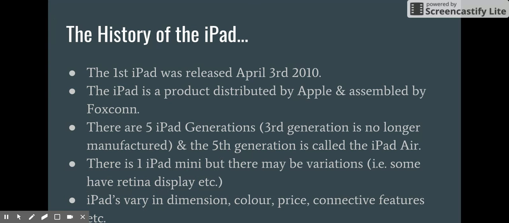Let's take a brief look at the history of the iPad. It was first released April 3rd, 2010. It's a product distributed by Apple, however, it's assembled by Foxconn. There are 5 iPad generations, and the 3rd generation is no longer manufactured. The 5th generation is referred to as the iPad Air. There is one iPad mini, but there are many variations. For example, some have Retina display. iPads vary in dimensions, color, price, and connective features.